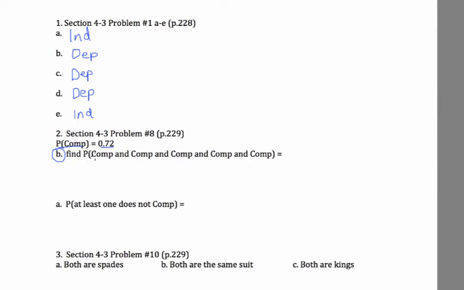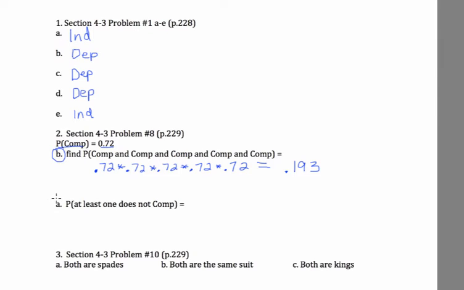So the probability that I pick one person, they use a computer, and then I pick another person, they use a computer, and then another computer, we're going to multiply those probabilities. So the probability that the first person uses a computer is 0.72, and then the next person, 0.72, and then the next person. So 0.72 to the 5th power, or 0.72 times itself 5 times, is 0.193, rounded to 3 decimal places.